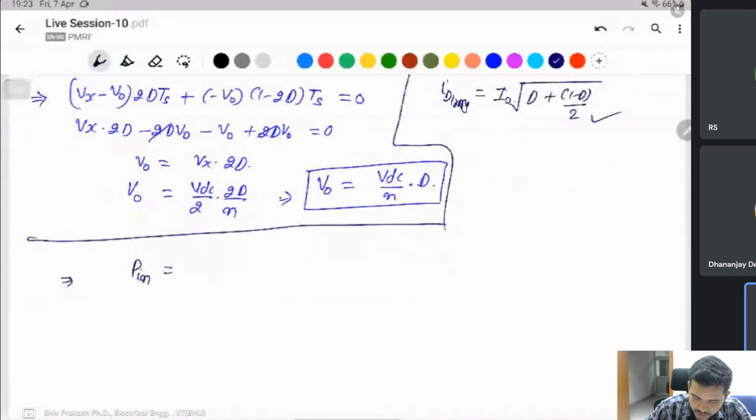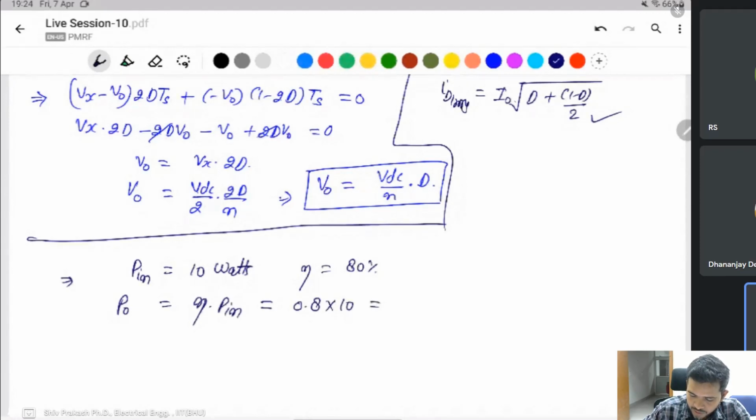Input power is given 10 watts and efficiency is given 80%. Then what is the output power? Output power is efficiency into input power, 0.8 into 10, 8 watt. Then what is the output current? Output current is output power divided by output voltage. Output voltage is given as 10 volt, 8 divided by 10.